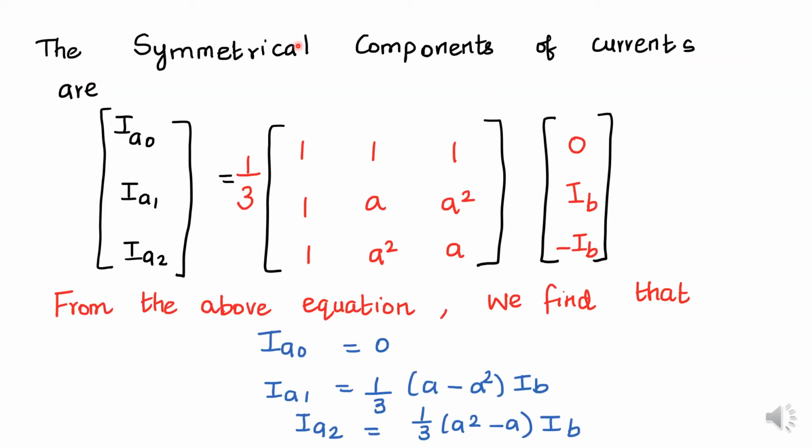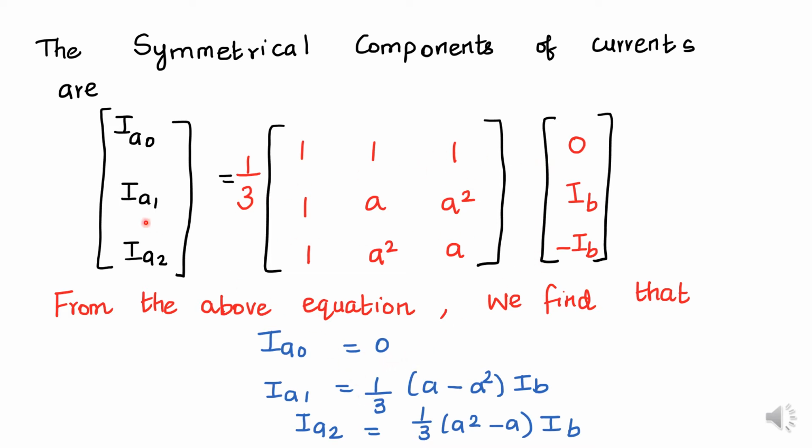Next I am going to write the symmetrical components of the current. IA0 is the zero sequence component of current, IA1 is the positive sequence component of current, and IA2 is the negative sequence component of current. So 1 by 3 times the matrix 1, 1, 1; 1, A, A square; 1, A square, A. Here I have to put the values. IA equals 0, and IB equals minus IC, or IC equals minus IB. So instead of IC, put minus IB. From the above equation we find that IA0 equals 0, since IB minus IB is 0.